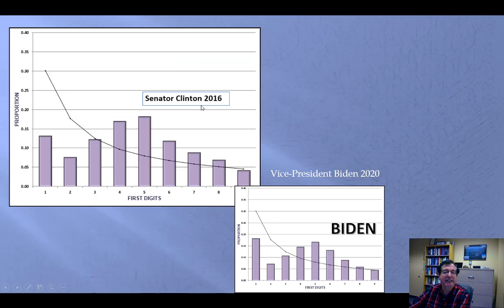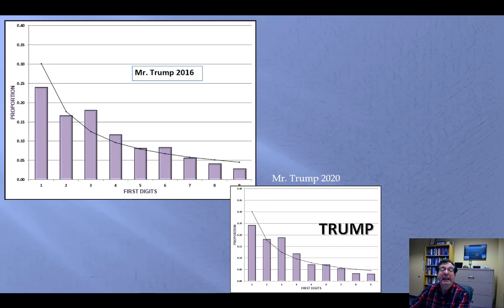Senator Clinton, 2016, Vice President Biden, 2020, same county, same number of wards. The graphs are pretty much the same. In this case, I can compare Mr. Trump 2020 to Mr. Trump himself 2016. These graphs are pretty much the same. Probably the same distribution of the number of votes per ward.